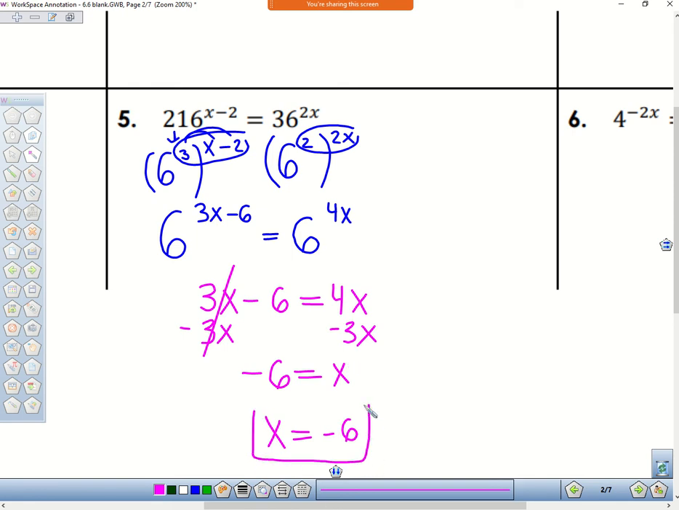How do you know when you're supposed to change the base? Good question. The reason we know we're going to change the base is if I see something that I know I can rewrite as another number, like 36, I always want to try to change the base first, because the log math would be a lot more difficult.